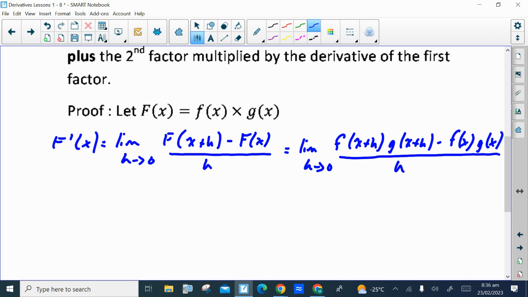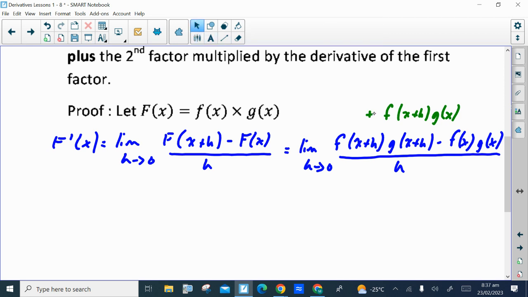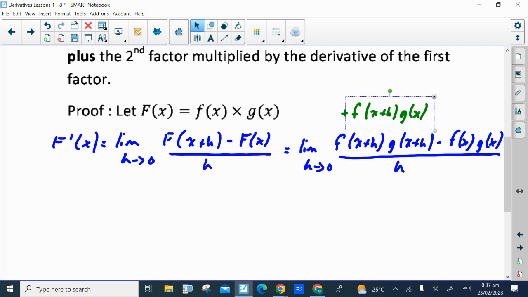Now, there's a step that we're going to do here because we need to do something to get rid of that h on the bottom, okay? And so there's a step that we're going to do here, and that is we're going to add and subtract f at x plus h, g at x from both. Now, you wouldn't be expected to know this. This is just what we need to do for this proof.